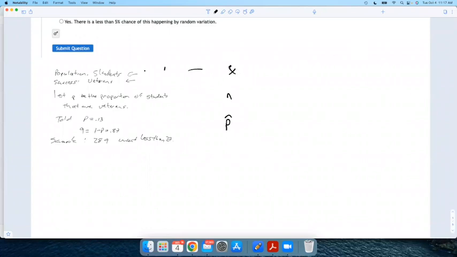X is the number of successes in the sample. N is the sample size. P hat is the proportion of success in the sample. So my sample size was 289. I want 27 of those 289 to be veterans. I actually want that or less. P hat is always X over N. So 27 out of 289.